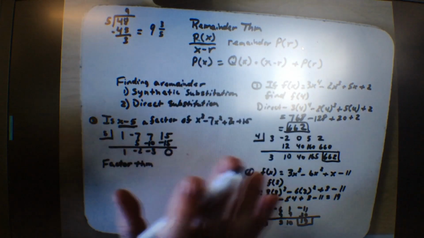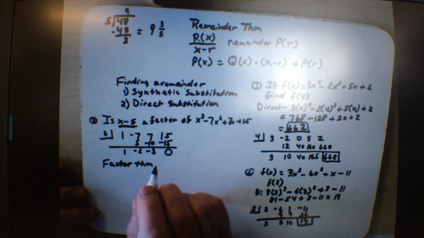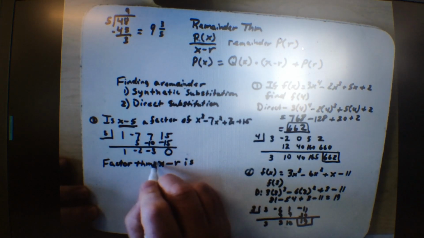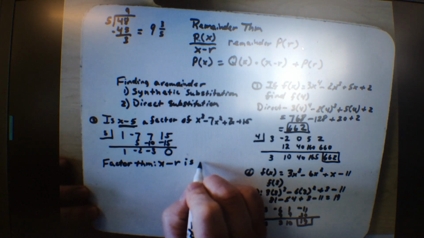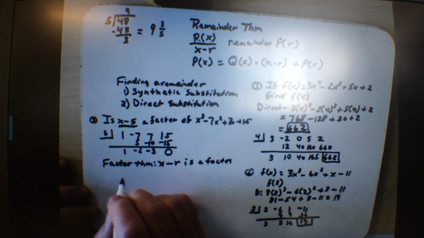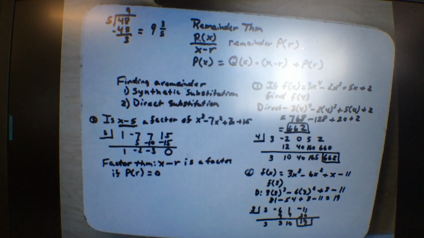It's another theorem. The remainder theorem said that we can directly substitute in. It's the same as synthetic division. The factor theorem says x minus r is a factor if p of r is 0. In other words, I could have directly substituted it in, or I could have used synthetic division. It doesn't matter. If you get 0, it is a factor.